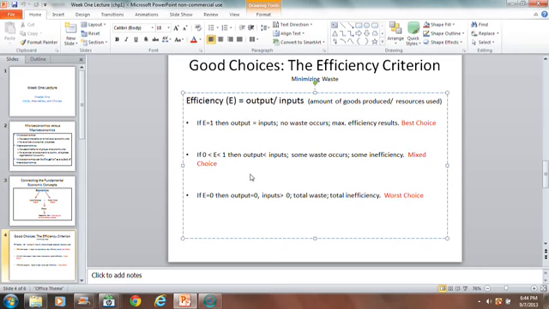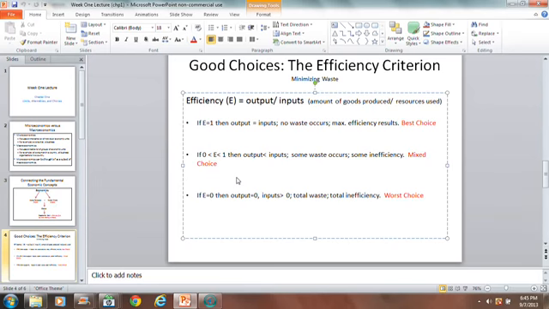Now there are other possibilities as well. Sometimes we will take inputs and not get the maximum output, and that's going to involve some waste. For example, if I take 5 inputs and transform them into only 3 units of output, then 2 of those input units got wasted. Under those conditions, the value of E will be less than 1 but greater than 0, because the inputs we used were not fully transformed into the maximum output. Some inefficiency results, and I'm going to refer to those cases as mixed choices.